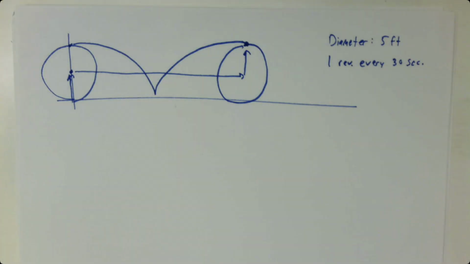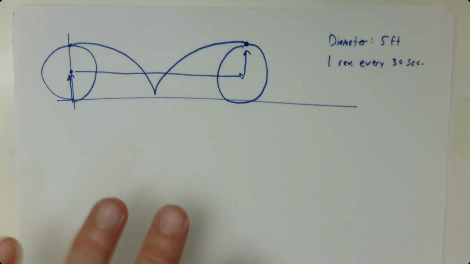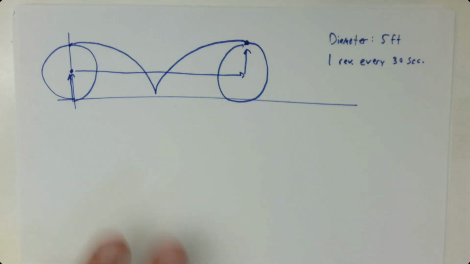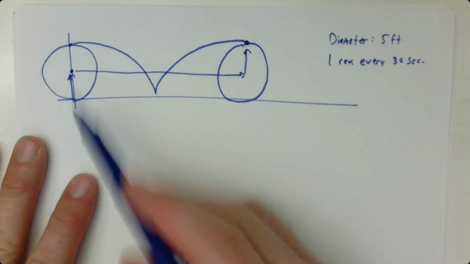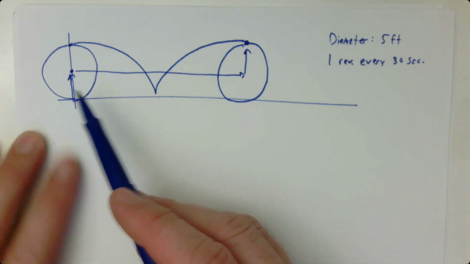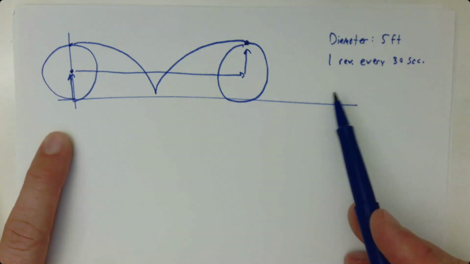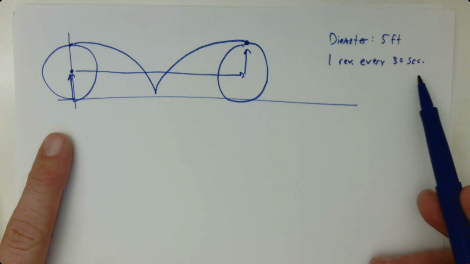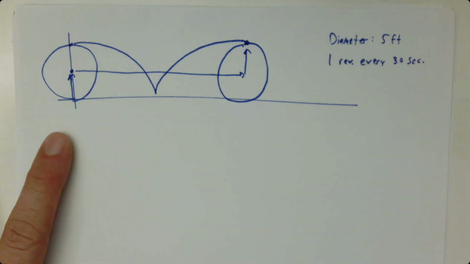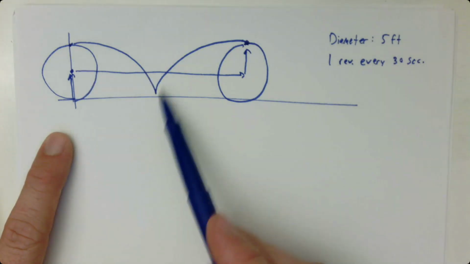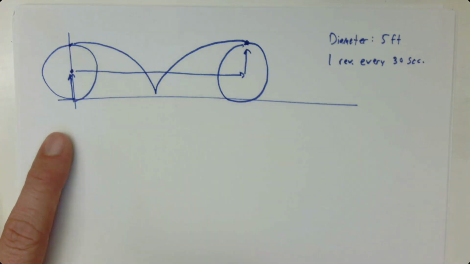Hello, everybody. Let's talk through the solution to the in-class problem, and then let's talk through the solution to some variations on that problem. So the context was we've got a ball whose diameter is 5 feet, and it's rolling without slipping along the ground, and it makes one complete revolution every 30 seconds, and we want to make a vector equation that traces the path of a point on the perimeter of the ball.